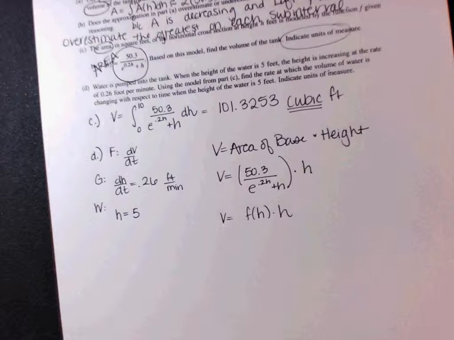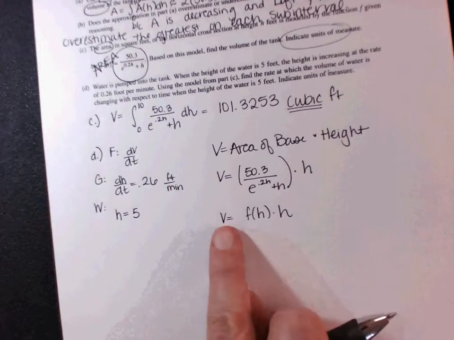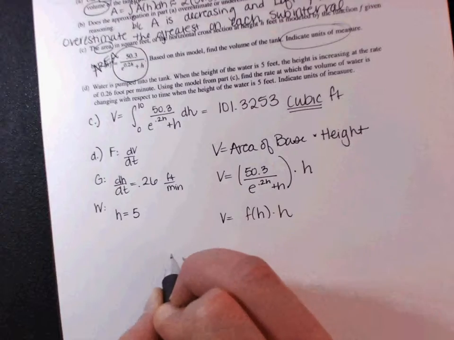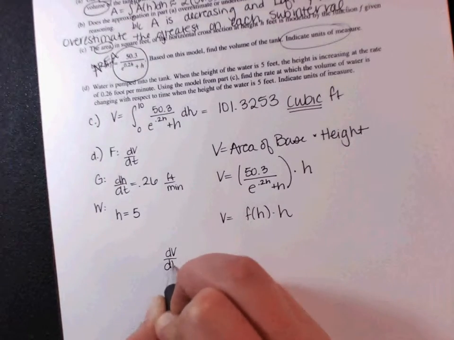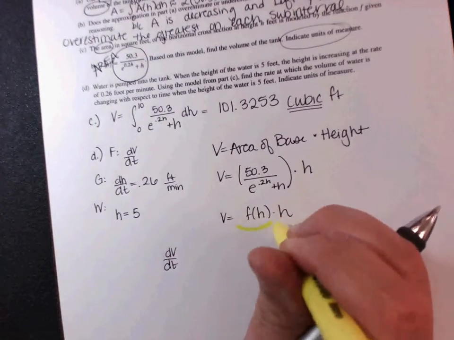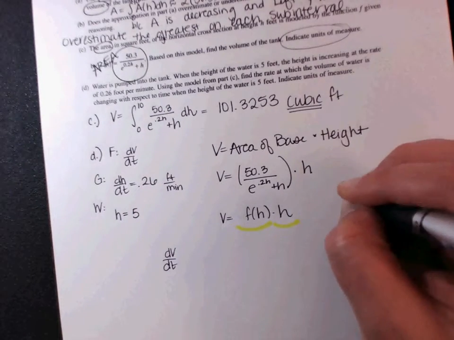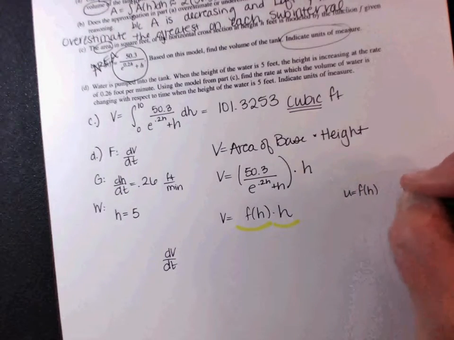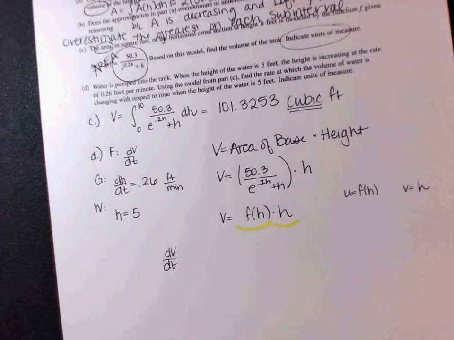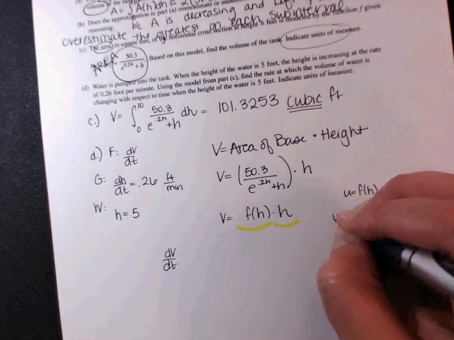Keep in mind that when you take the derivative, you are going to have to do product rule. So I'm going to break this up when I take the derivative. What's the derivative of V? dV/dt. And here, I'm going to break this up into a product rule. So my u is going to be f of h, my v is going to be h. And then when I take the derivative, what's u prime going to be?